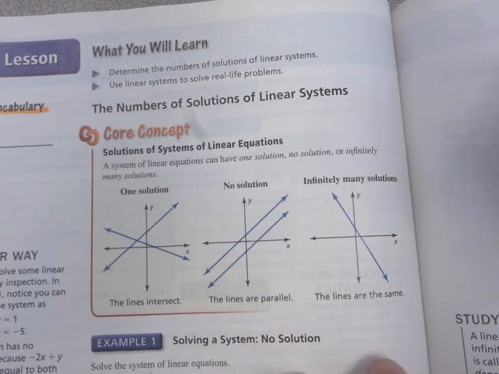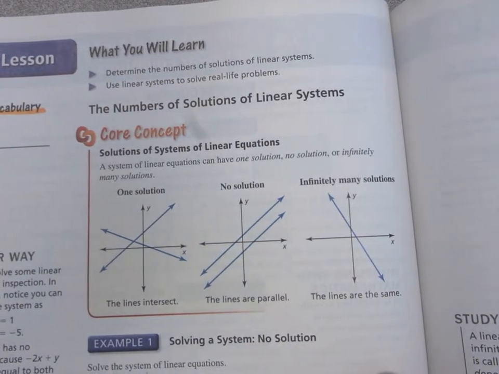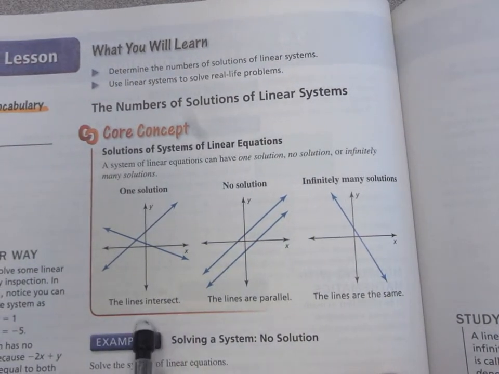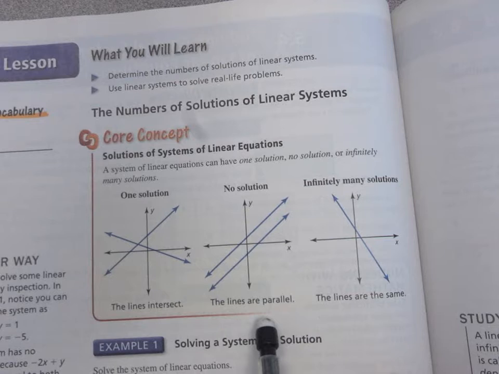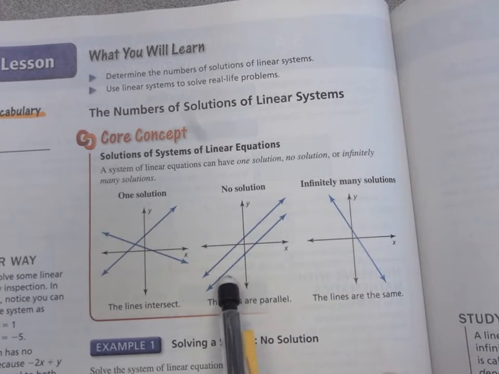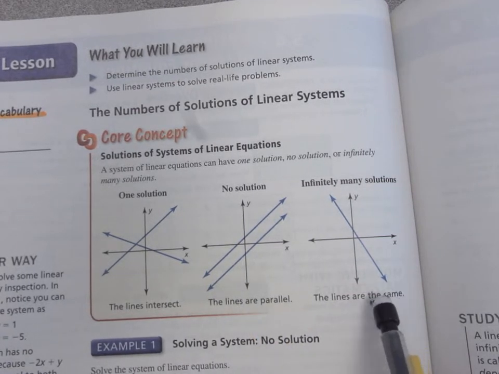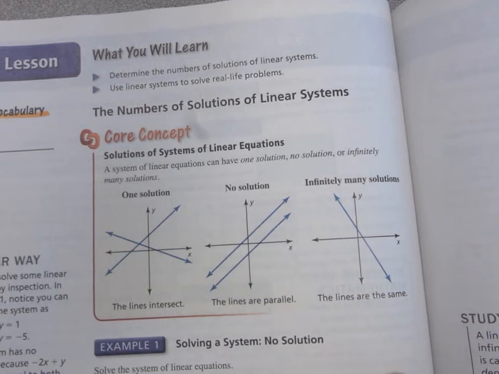So these are the different options you could have when you have a system of two linear equations. You could have intersecting lines that have a solution, a single intersection point. You could have parallel lines that never intersect and you have no solution. Or the two equations could actually be equations for the same line, in which case you have infinitely many solutions.